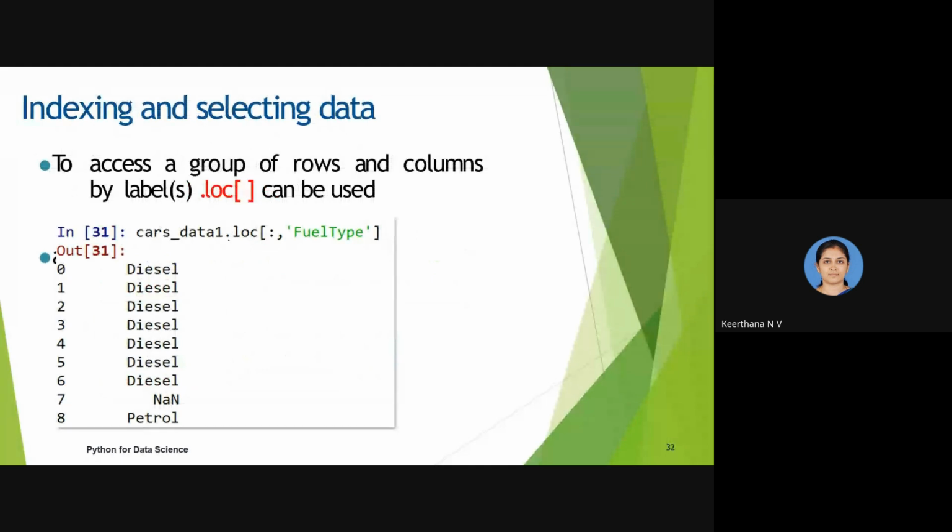Next thing is loc. It is going to access a group of rows or columns. This is slicing. If you want to slice any data, you should use the colon inside the square brackets. I'm going to slice the fuel type alone, from 0 up to fuel type, so I'm getting the first 8 values in it.